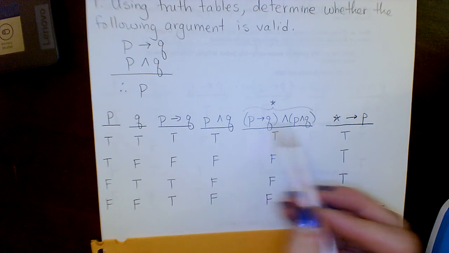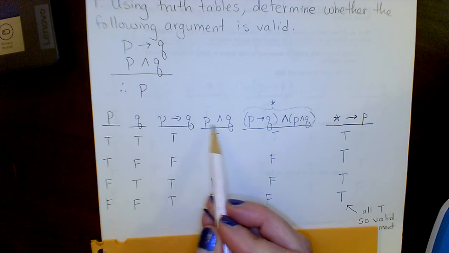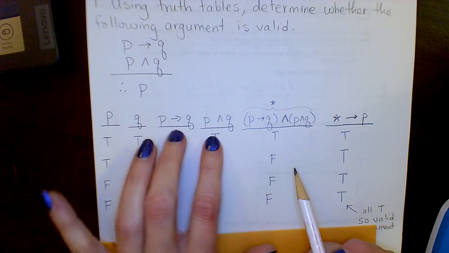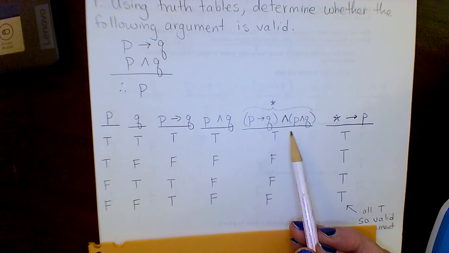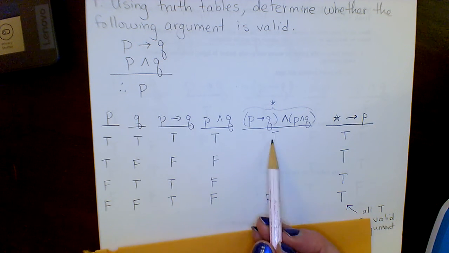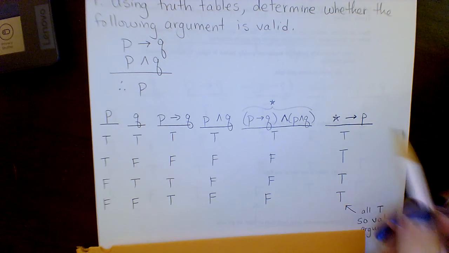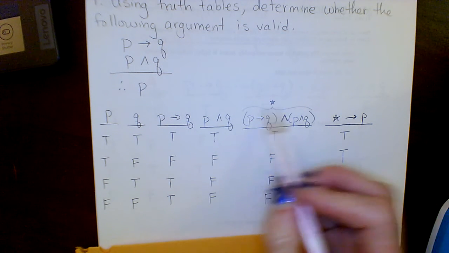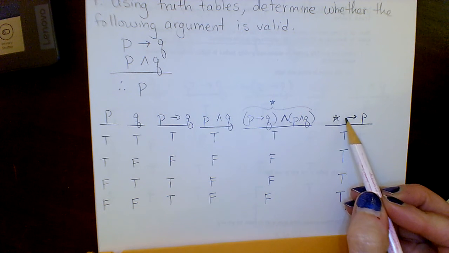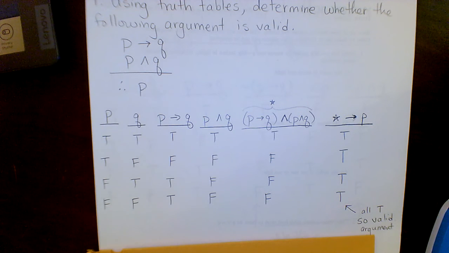Now this one is the conjunction of the previous two columns. So you want to be really careful of where you're looking. We're looking for that conjunction, that and, of these two columns. So I'm looking here and here. Remember that the conjunction is only true when both of them are true. So true, true, boom. Are they both true? Nope. Both true? Nope. Both true? Nope. And then lastly, to determine that validity, we have to take this column and do its conditional with the conclusion of the argument and look at that truth table.